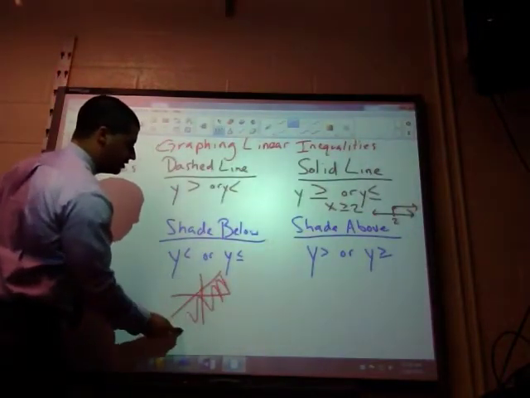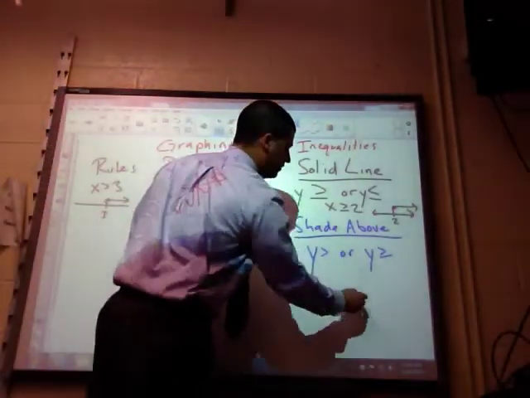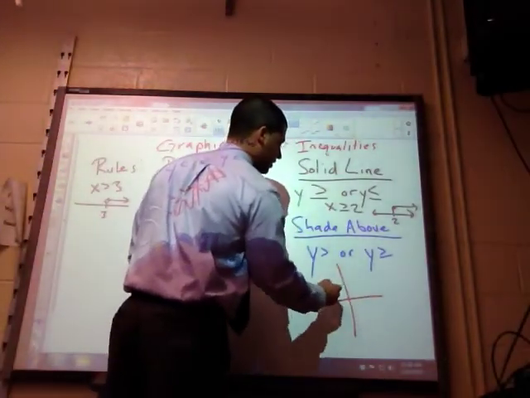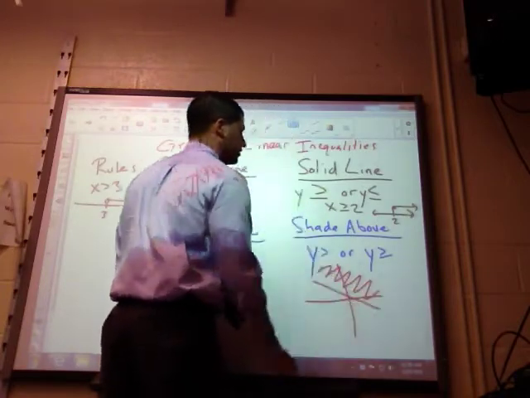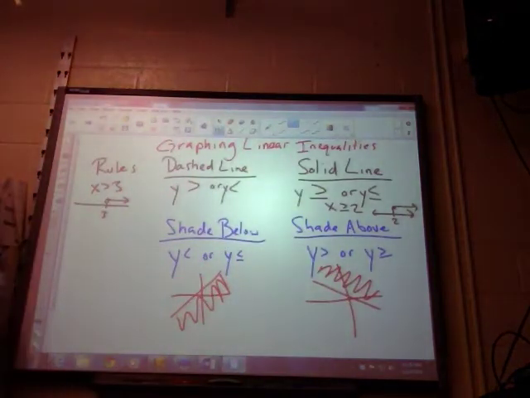So if you shade below, it's going to look something like this. If you shade above, it's going to look something like this. And that's when you have a greater than or equal to.